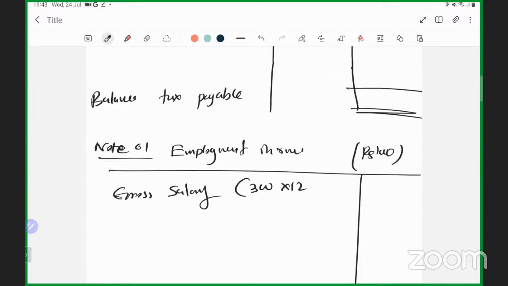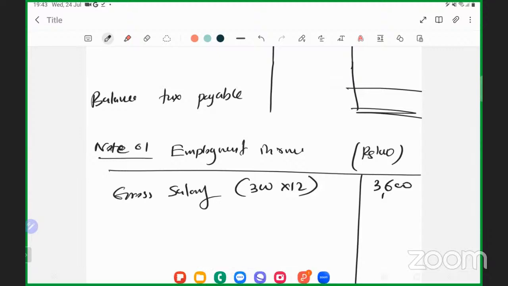Because they have not given when he started the employment, we simply assumed he was an already existing employee when the year of assessment 2023/24 starts, that means 1st April 2023. Therefore 300 into 12, that is a total of 3,600 rupees in thousands, right?